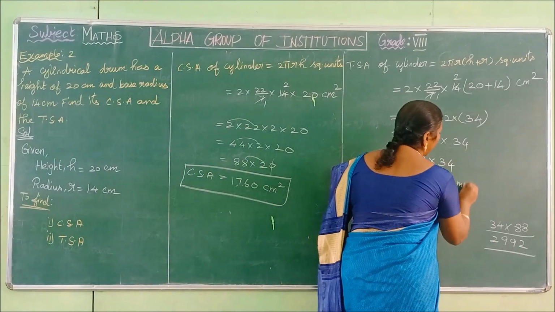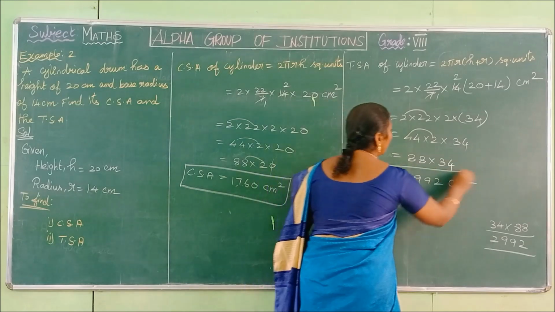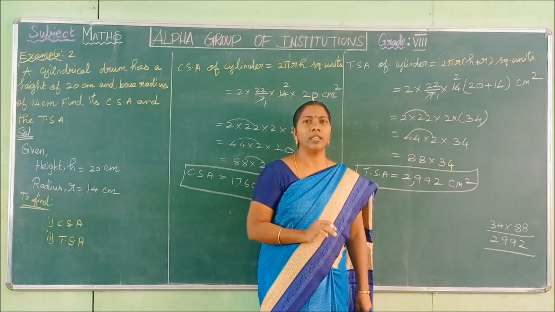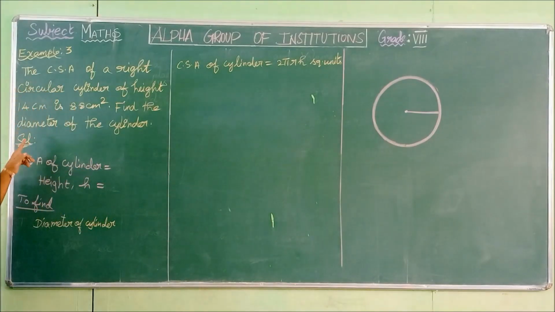2992 centimeters square. Thus, TSA of cylinder equal to 2992 centimeters square. Next we are going to see another example sum.